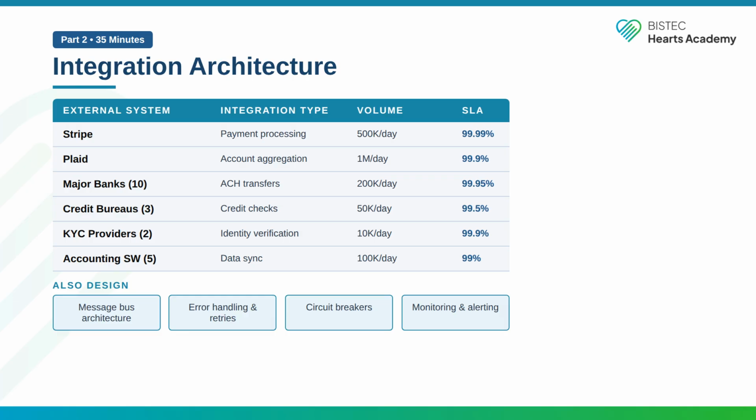Credit bureaus at 50,000 calls per day. Synchronous request-response. The interesting part is multi-bureau strategy. Which bureau do you query first? What's the failover? How do you comply with FCRA?